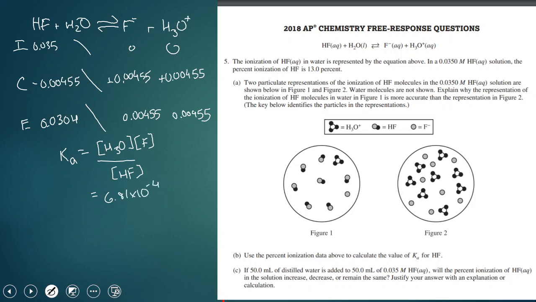When you put it into scientific notation, and generally for equilibrium, you like to keep it that way when you get past magnitude negative 3. Alright, so that was our Ka value.